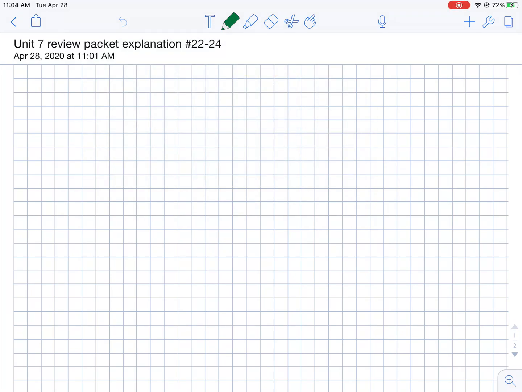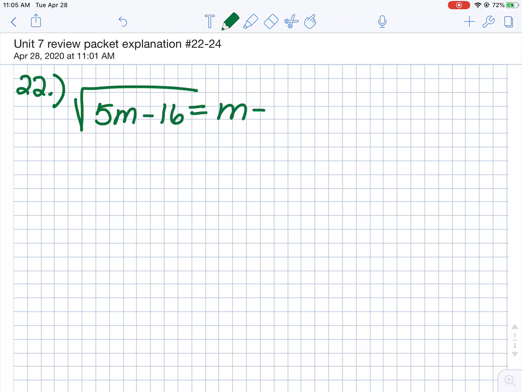Okay, now we're going to work on the review packet explanations from number 22 to 24. These are solve equations and you have to check for extraneous solutions. So let's look at 22. The square root of 5m minus 16 equals m minus 2.